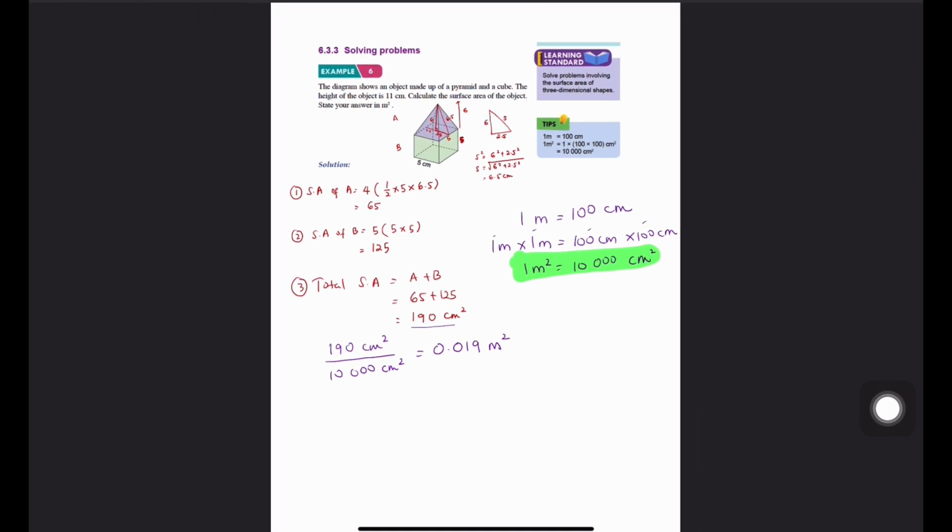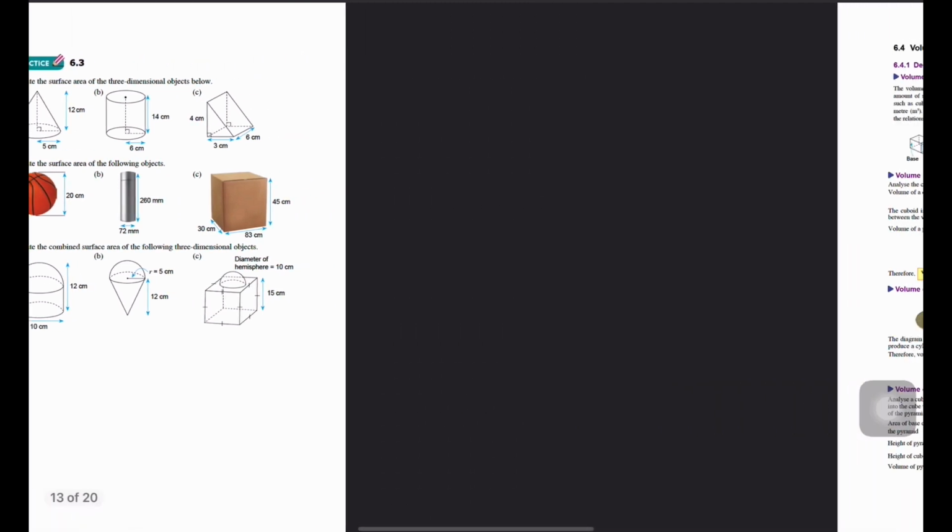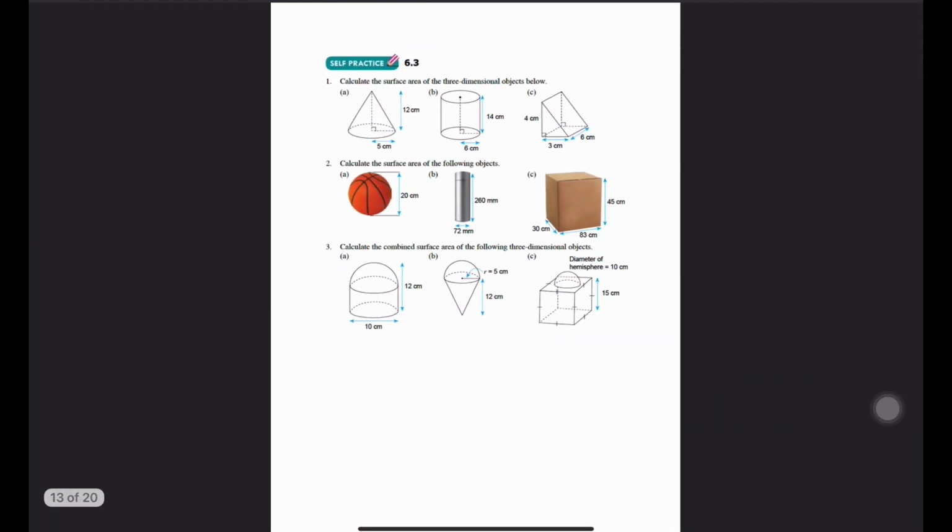Okay, so that's all for solving the problems. Your homework today is self practice 6.3. I will open the button to submit the assignment in Google Classroom. I want you to submit this exercise into Google Classroom. If you have any problem, you can refer to me. You can message me on Telegram, or comment down below, no problem.